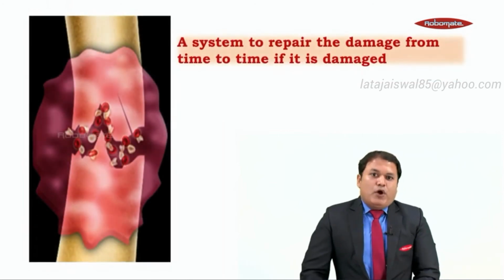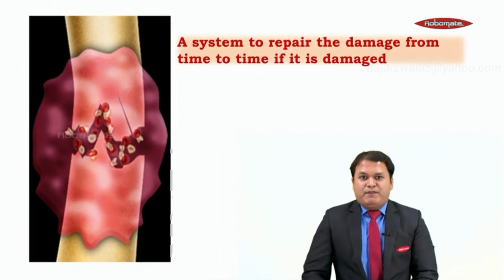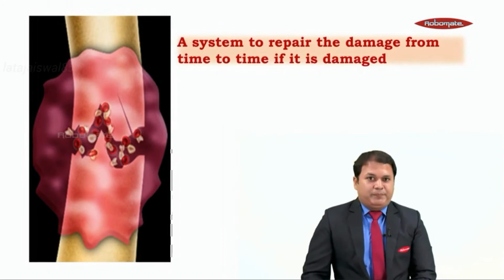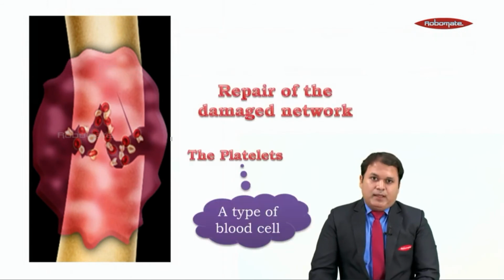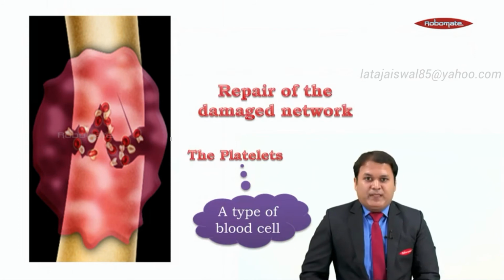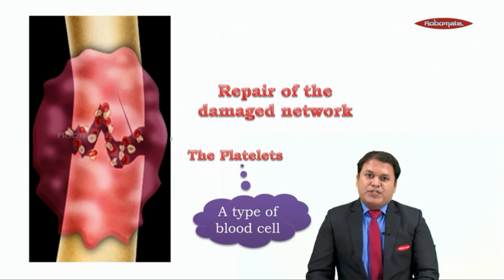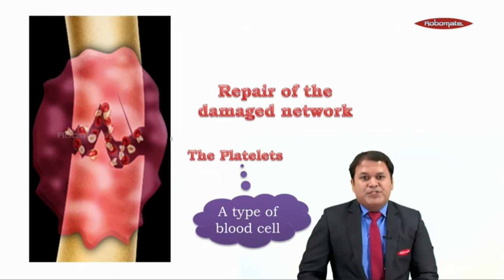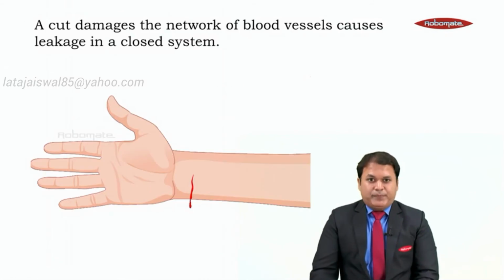Now, we also said that we need a system to repair these blood vessels if they are damaged from time to time. And this repair of blood vessels is done by a special type of cells in the blood which are called platelets. So platelets are a type of blood cells which help in repairing the damaged network of blood vessels. Now let us see how this happens.